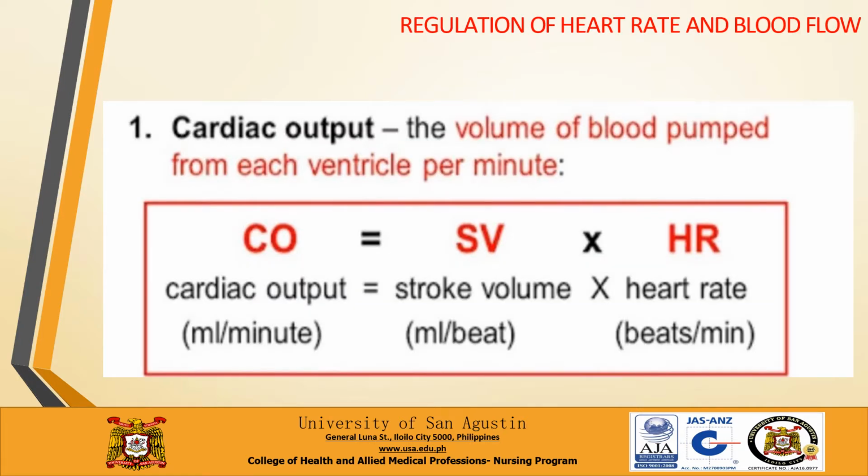Now, solving for the cardiac output. Cardiac output is defined as the volume of blood pumped from each ventricle per minute. The formula for your cardiac output is stroke volume times heart rate. The unit of measurement for your cardiac output is ml per minute.